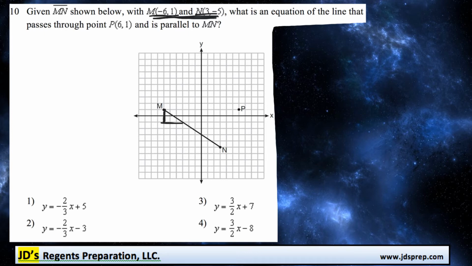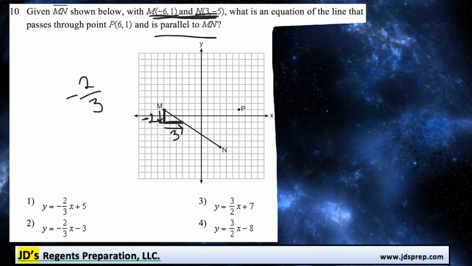And I can see that the rise has a value of -2. It's negative because it's going downwards. And the run value is 3. So the change in y is -2 and the change in x is +3. So the slope of MN is -2/3.